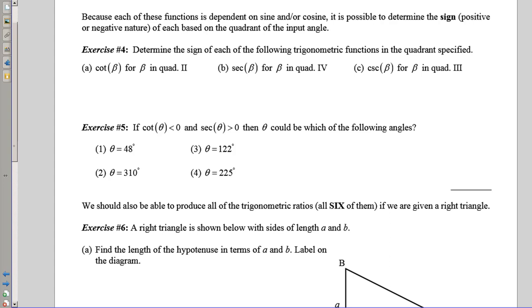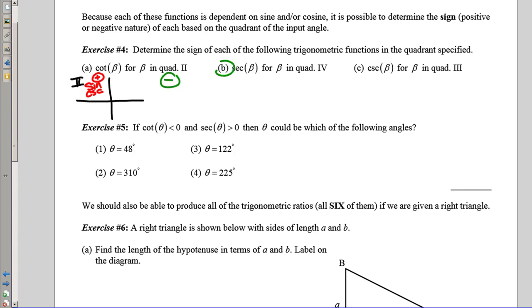Determine the sign, and notice SIGN, positive or negative, of each of the following trig functions in the quadrant that it's specified. Okay, so we're looking for cotangent in quadrant 2. So if I think about quadrant 2, in this quadrant I know sine and cosecant are positive. So that tells us then cotangent, which is neither sine or cosecant, must be negative.